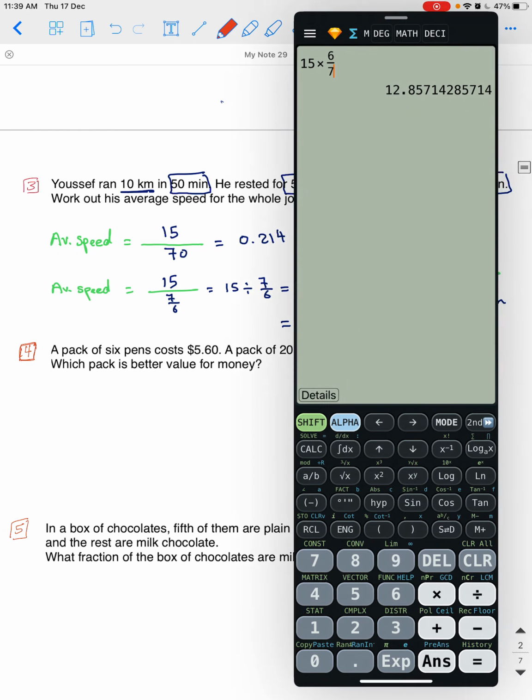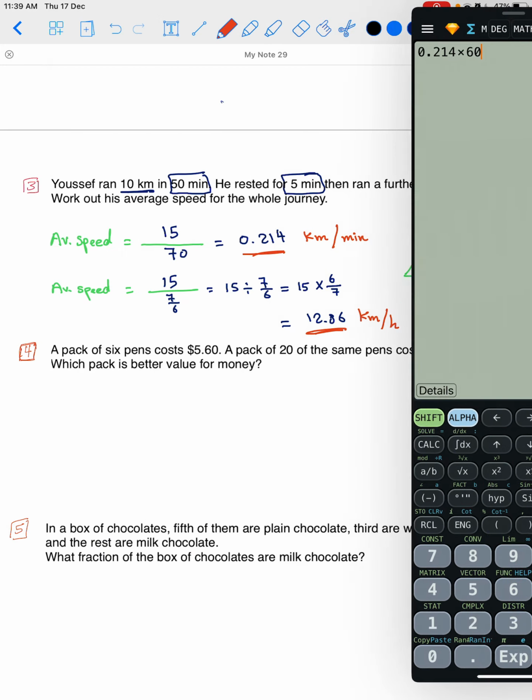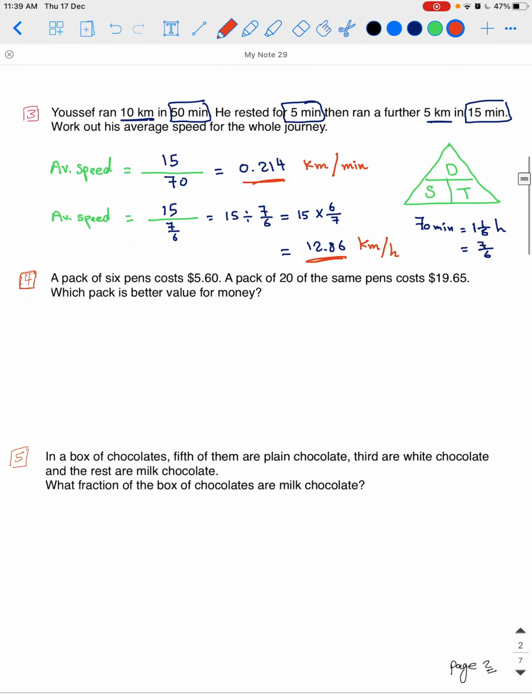If we multiply this number 0.214 by 60, you will get this number, because minutes are in the denominator. So we won't divide, we will multiply if you need to convert directly. But if you need to calculate it from the beginning, just get whatever unit you need. You need kilometer per hour, so make it kilometer for the distance and hours for time. If you need kilometer per minute, make it kilometer for distance and minute for time.